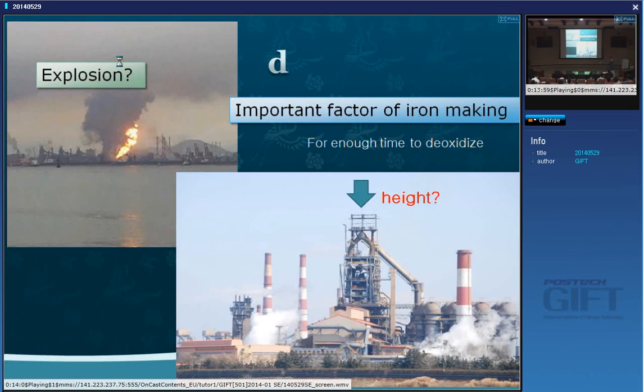Yes. They needed about 1 and 2. The procedure is needed. Yes. This is what explosion. I don't know.